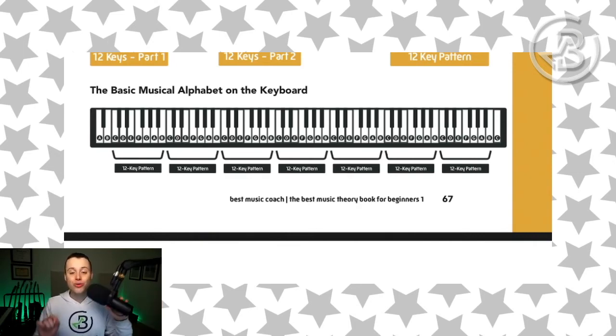So let's remember how the basic musical alphabet repeats over and over again on the piano, just like the basic musical alphabet repeats over and over again on the staff. And that's going to help us understand some really interesting things in the next couple of lessons. I will see you in the next lesson.